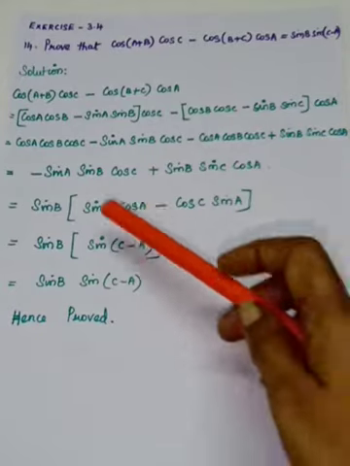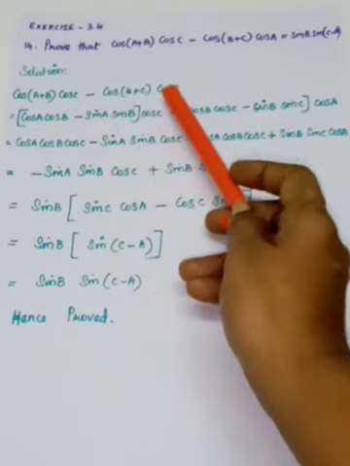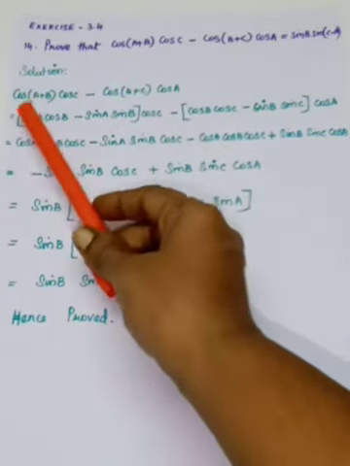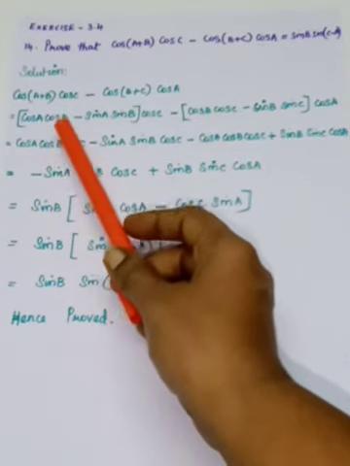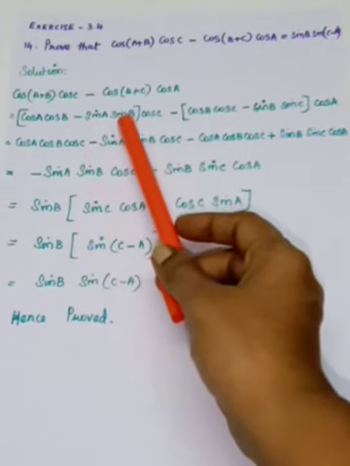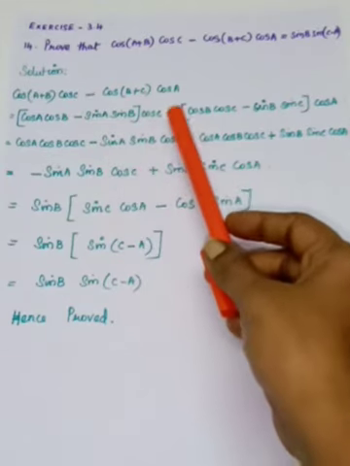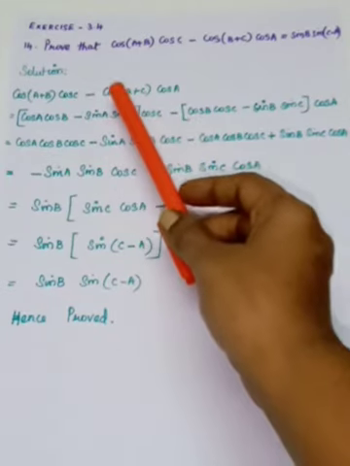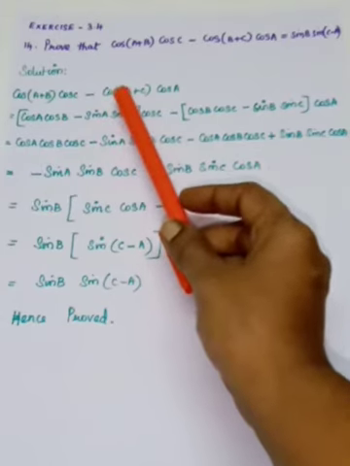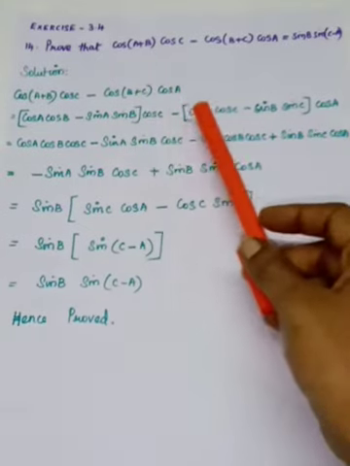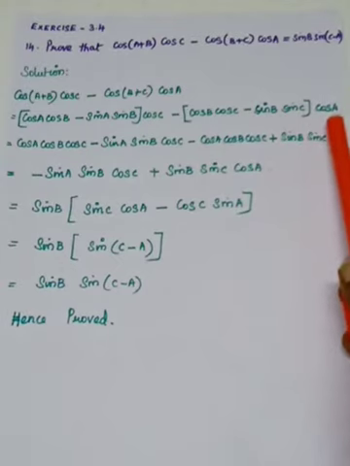Left hand side, what you are having? cos(A+B) cos C − cos(B+C) cos A. So you know the identity of cos(A+B). So it is cos A cos B − sin A sin B, into cos C. In between here you are having minus, so the minus is written, and I am going to apply the trigonometric identity for cos(B+C). So it is cos B cos C − sin B sin C, into cos A.